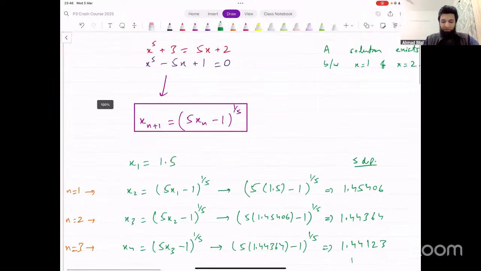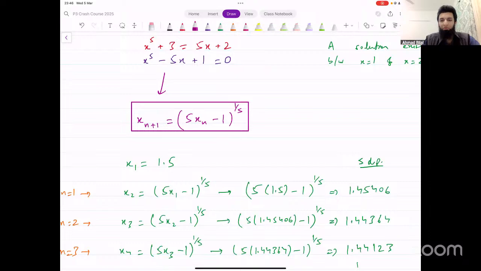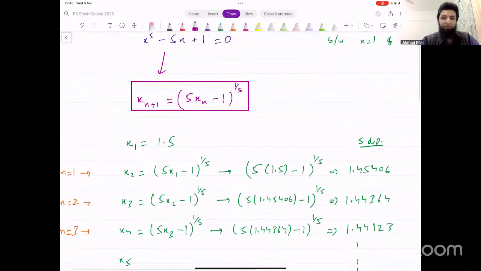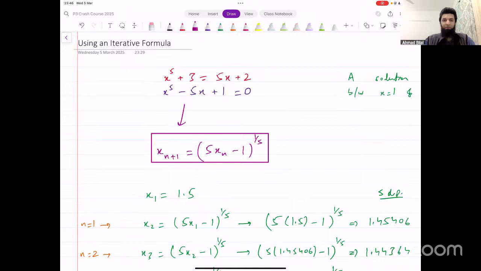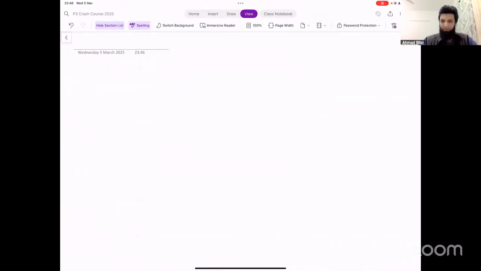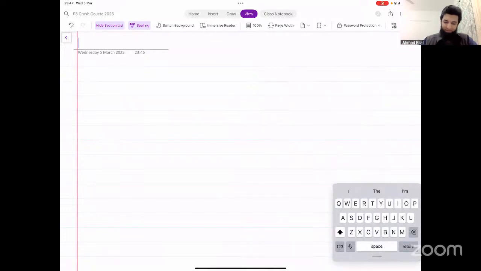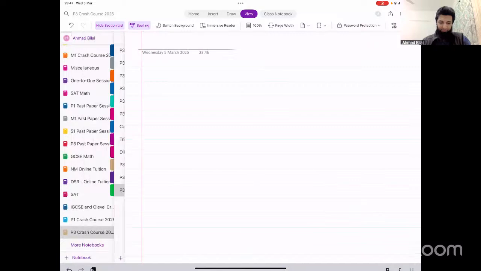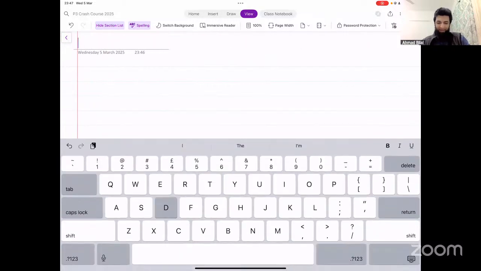Now, the next question is, where does this iterative formula come from? How do we know this is the iterative formula? Yes, mostly they will give you the iterative formula in the question, but sometimes you'll have to figure it out yourself as well. Now, how can you figure out the iterative formula yourself from a question? So what if they ask you to derive an iterative formula? How will that work? Deriving an iterative formula.